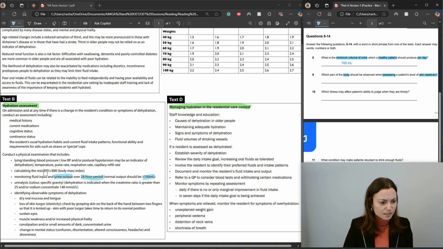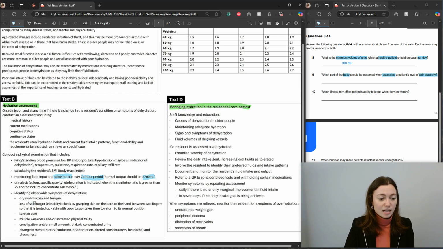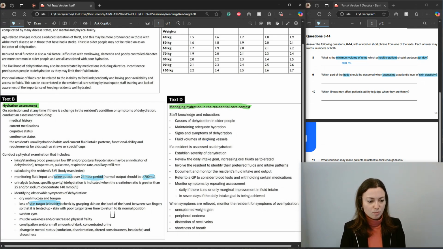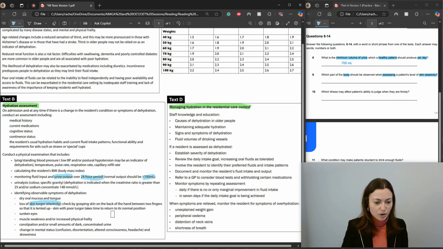And when I look through my list, I have lots of information here, identifying observable symptoms of dehydration, and I see exactly that: loss of skin turgor or elasticity. So first of all, that is one clue that might have the right answer here. Check by grasping skin on the back of the hand between 2 fingers so that it is tented up. So the only body part here that's actually answering the question is, again, which part should be observed? The back of the hand. Note that the 2 fingers obviously is another body part, but that's what's actually doing the testing of it.